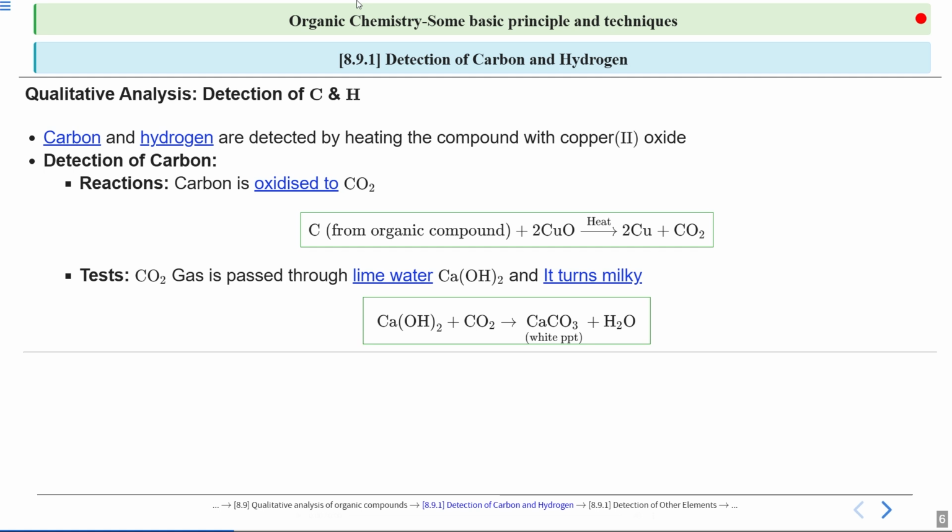To confirm the presence of carbon dioxide, we will pass the gas through lime water. The gas that you receive after the reaction, we pass it through lime water, whose chemical formula is calcium hydroxide, Ca(OH)2. The lime water will turn milky if there is formation of calcium carbonate, a white precipitate. This visual change is a clear indicator of carbon dioxide and thus carbon in the organic compound. This test is a classical method used in the qualitative analysis for carbon.